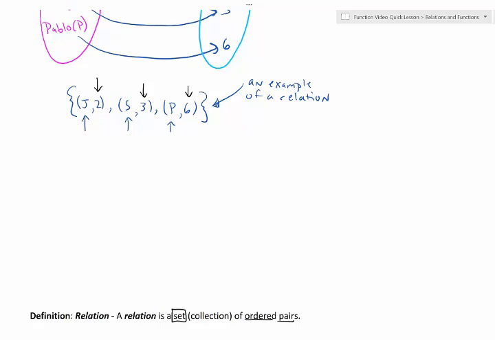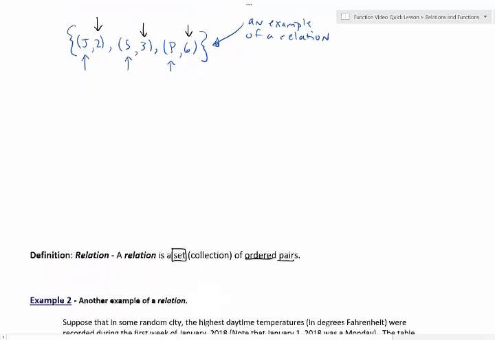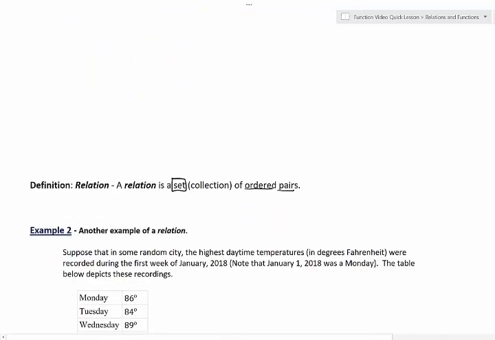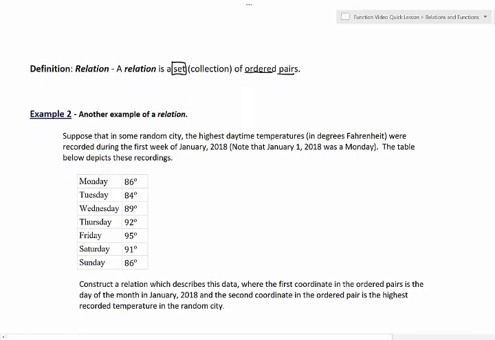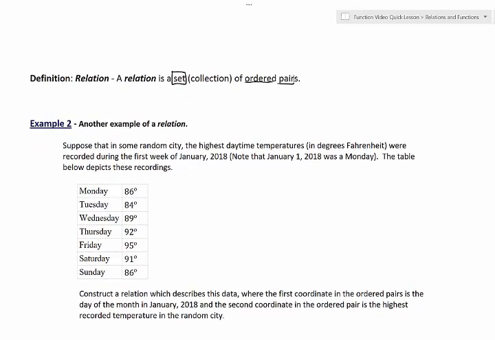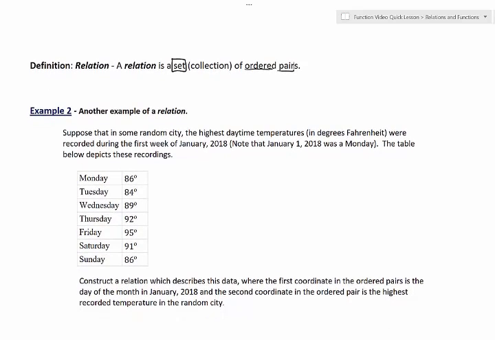To help us better understand this, we're going to look at another example. Here's an example in which somewhere randomly in some city, we have some data which records the highest daytime temperature in degrees Fahrenheit during the first week of January 2018. Take note, January 1st, 2018 was a Monday. The table below depicts all of this data. So as we can see, it's pretty hot in January. I don't know where these folks live, but not my favorite temperature for January.